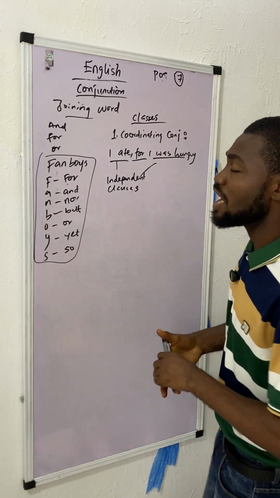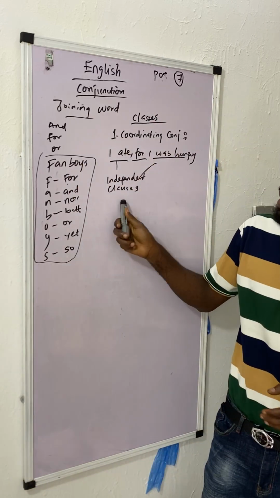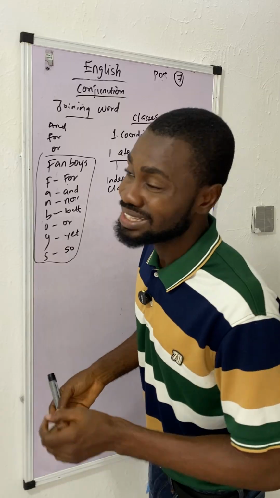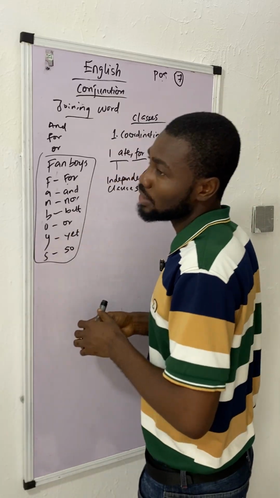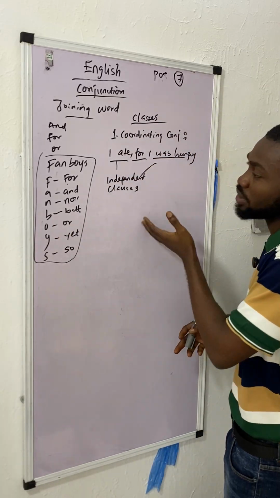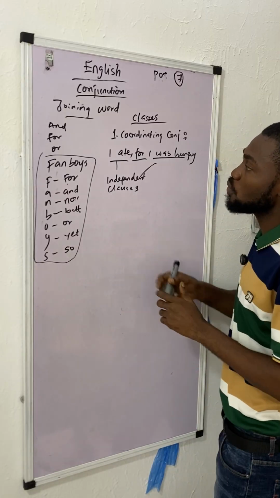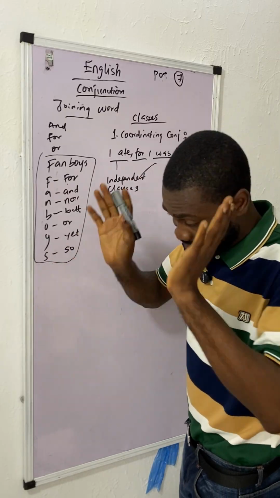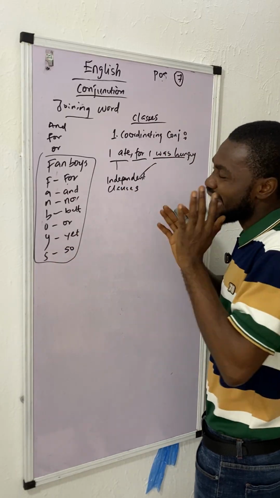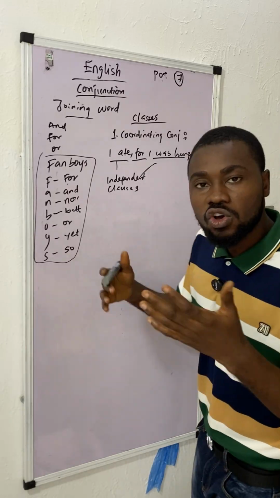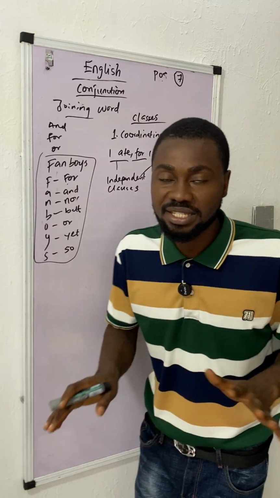So we have dependent and independent clauses. An independent clause is a clause that makes sense on its own, that does not depend on another part, another continuation or expression, to make sense, to complete a sentence. For example, I ate. That's an independent clause. It can stand on its own independently. I was hungry is also an independent clause. It makes sense on its own.